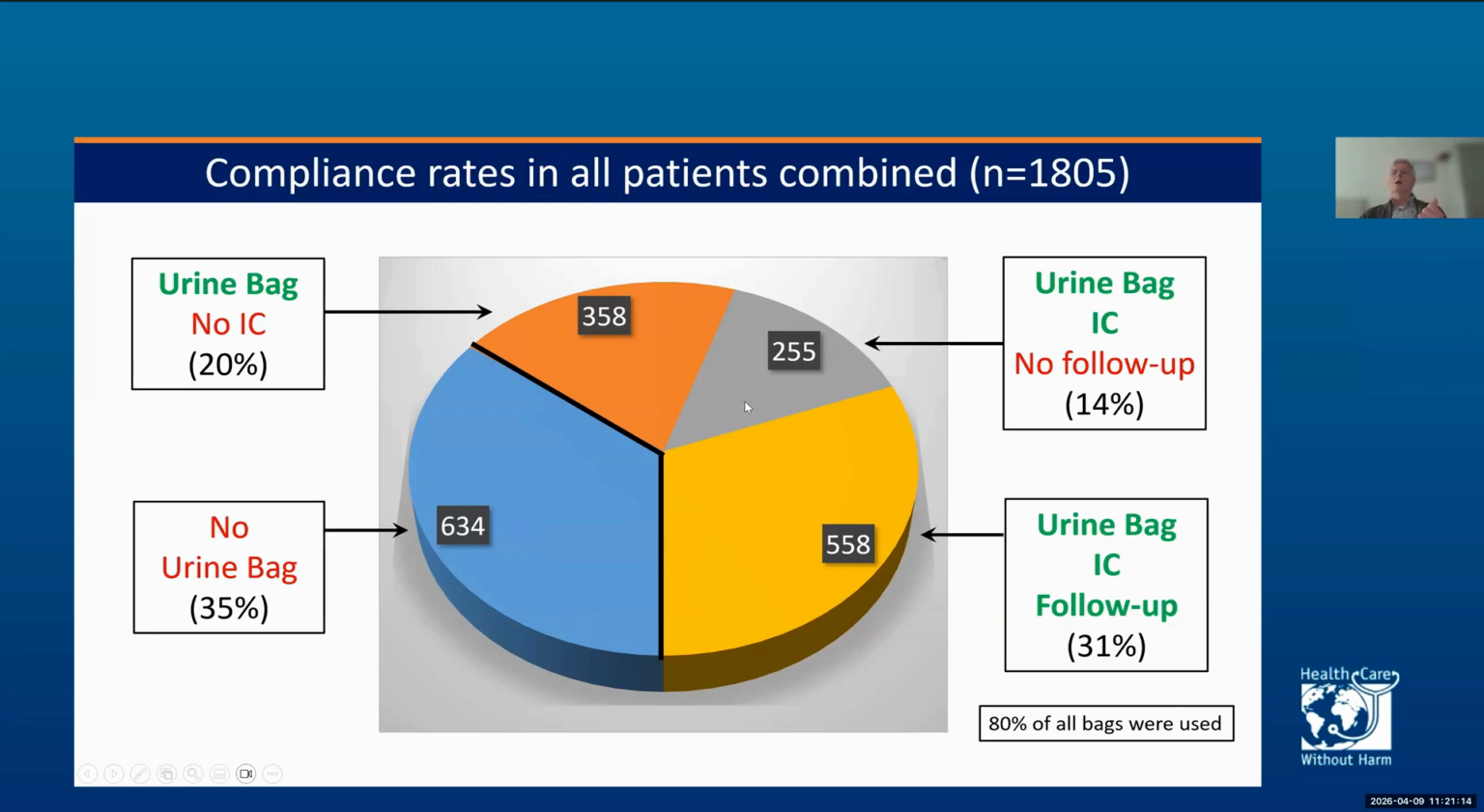Then this group got a urine bag and provided informed consent, but we tried to phone them and that was not possible, so we could not reach them afterwards. And so we only had this yellow group of 558, which did respond to our phone calls and used urine bags, and we could verify in this group that 80% of all the bags were used. So that is quite good. And so potentially 2/3 might use the urine bag, but we could only verify it in about 1/3 of the whole group.